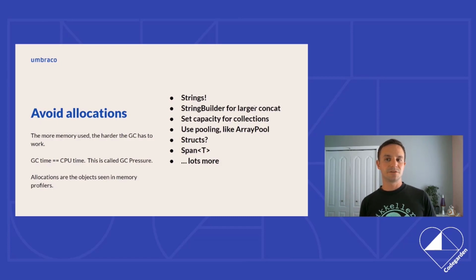You can use string builder for larger concatenations. Using string builder for really small ones actually doesn't work as well as you think. Some simple tools like setting capacity for collections. So when you create a new list, there's an option to set its capacity. If you know it's going to be less than 10, make it a 10 capacity. That means when it's dynamically resizing by default, whenever that does that, it's going to create more and more memory.